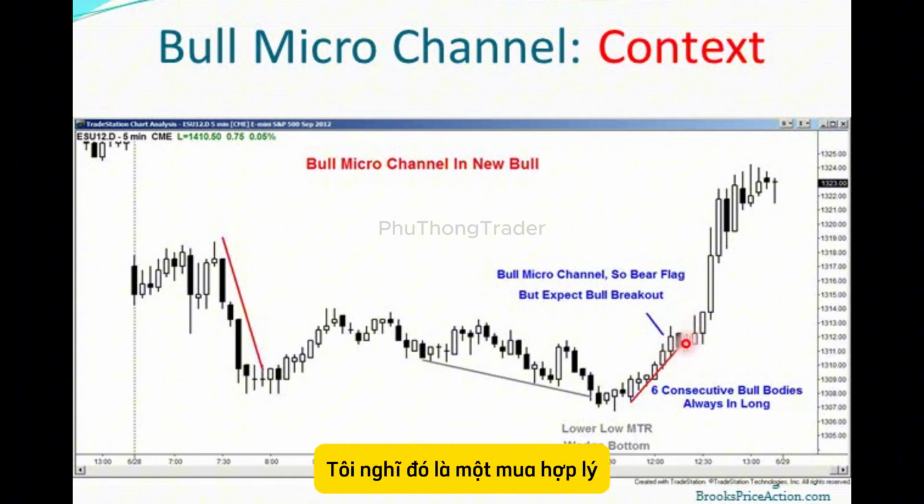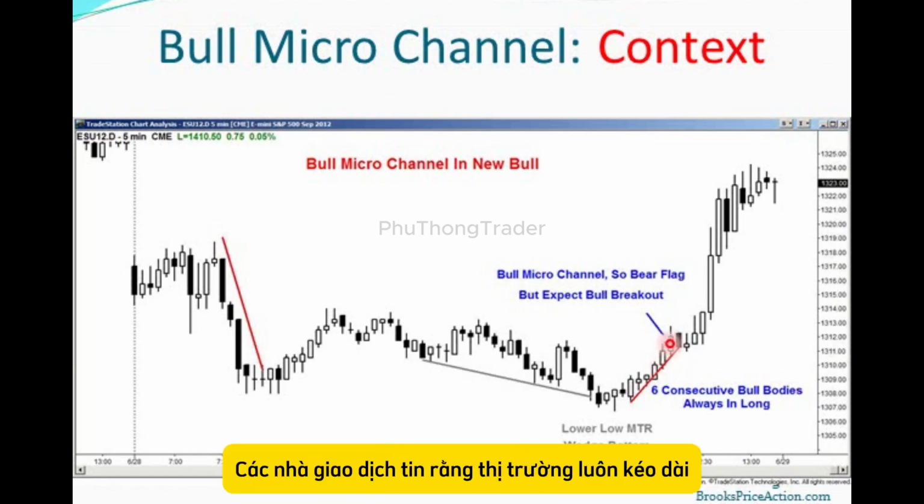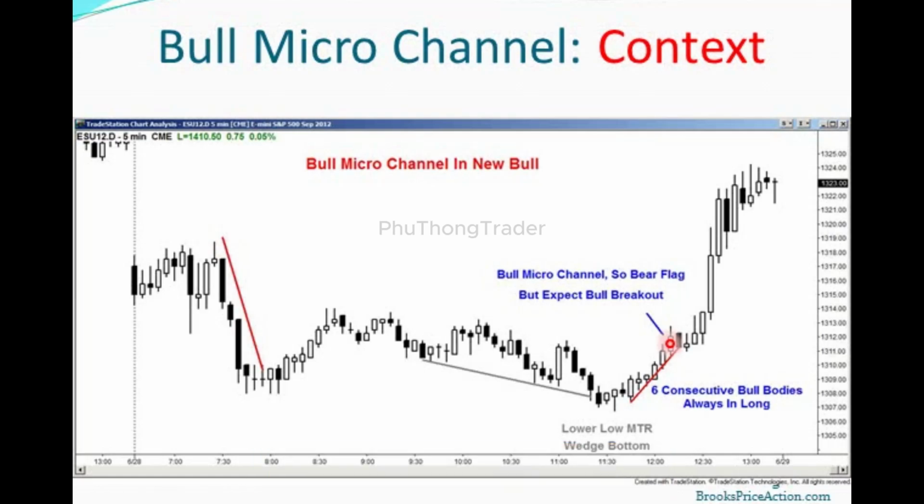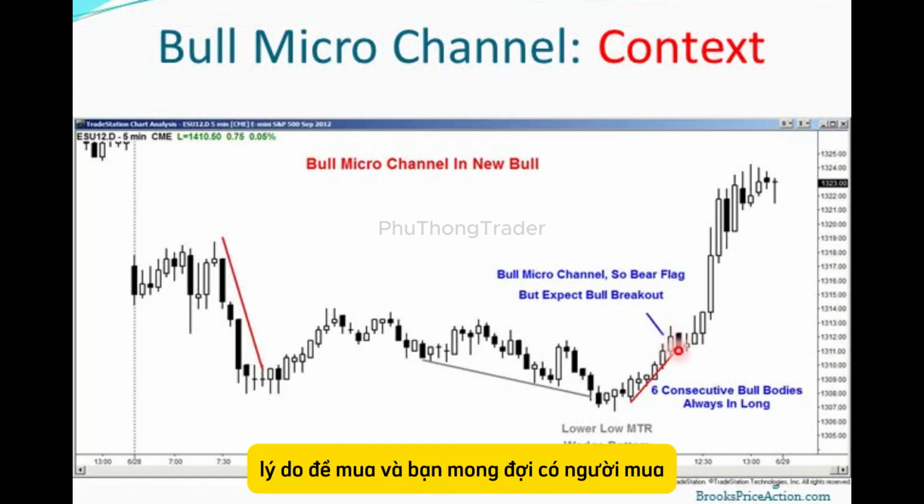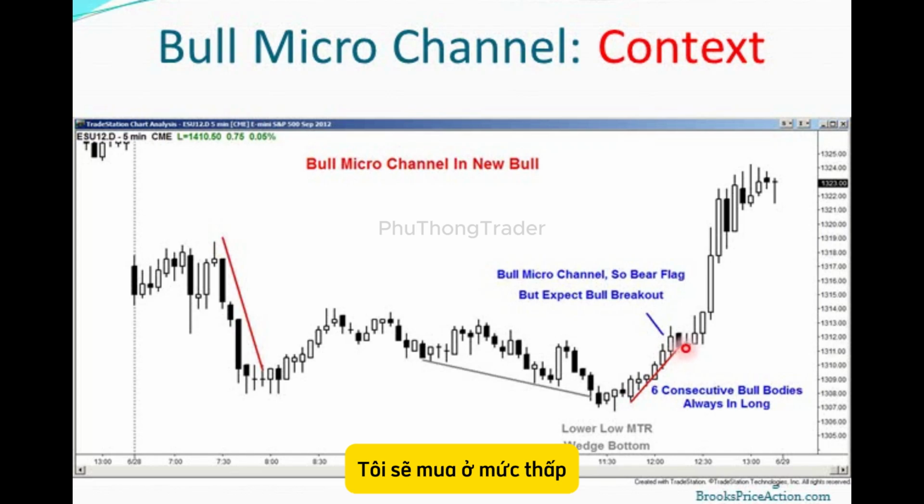I think it's a reasonable buy actually below the low of this bar and above the high of this bar. By here, traders believed that the market was always in long, so at this point you're looking for reasons to buy, and you'd expect there to be buyers below the low of the prior bar, so I would not short that. I would be buying at its low and above the high of this high 1.